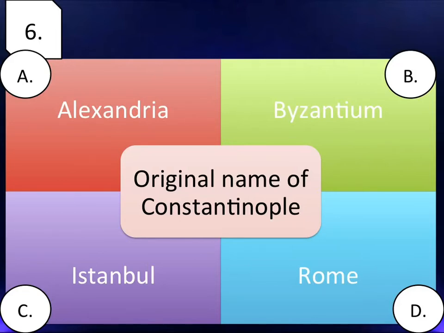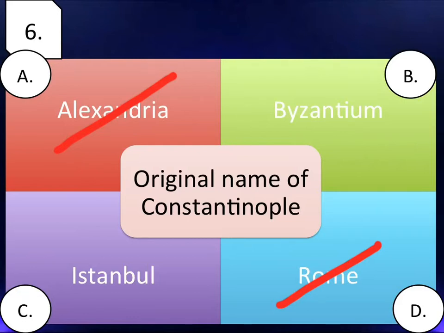Constantine moved the capital city to this location, and then he named it Constantinople, but what was its name prior to this point? Well, I think we all know it wasn't Rome. Rome and Constantinople are two different places. He moved it out of Rome, so it's not there. Nor is it in Egypt, which is Alexandria. Alexandria is Egypt, right there along the coast.